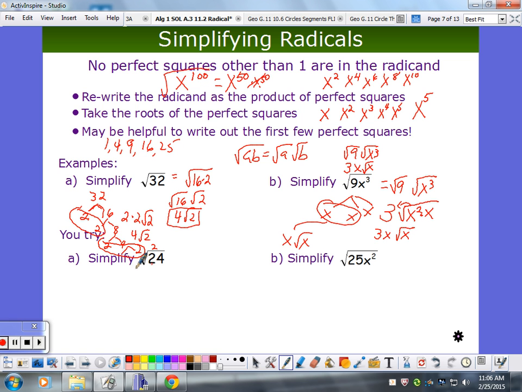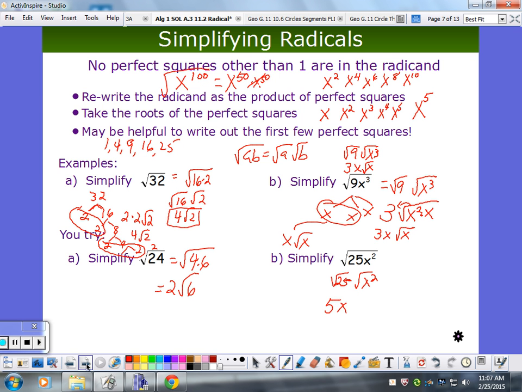All right, I think we know how to simplify this. What's the biggest perfect square? 4 times 6? You take the square root of 4. What's happening here? Well, it's a number and an exponent. Let's split them apart and work on them separately. What's the square root of 25? 5. What's the square root of x squared?